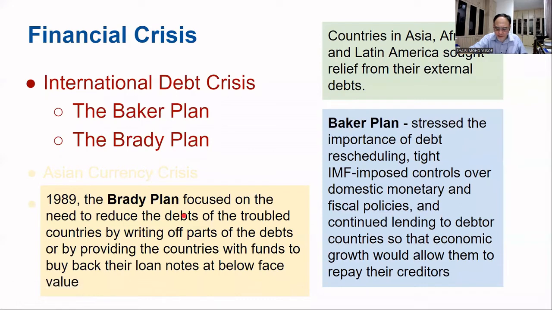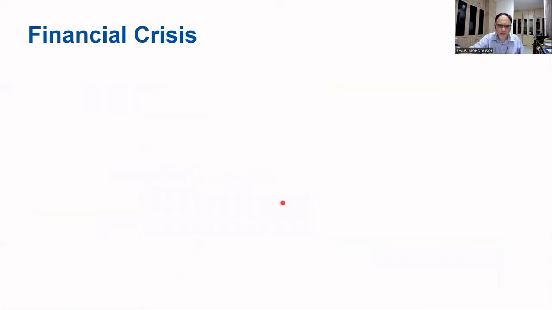In 1989, Nicholas Brady, the Treasury Secretary, focused on the need to reduce debts of the troubled countries by writing off parts of the debts or providing countries with funds to buy back their loans at below face value. Okay, try to reschedule their loans. So whenever there is a crisis, there will always be this attempt to reduce debt.